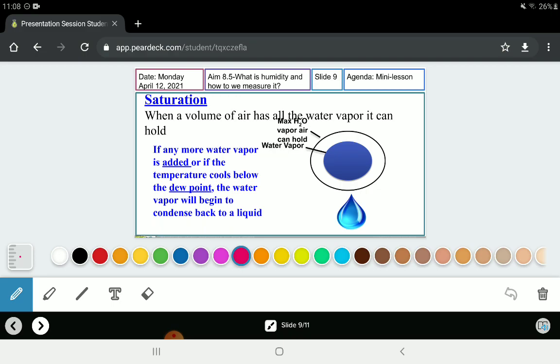So if we add any more water vapor into the air, or if the temperature cools below the dew point, and I'll explain what that is on the next slide, then the water will actually condense back into a liquid.